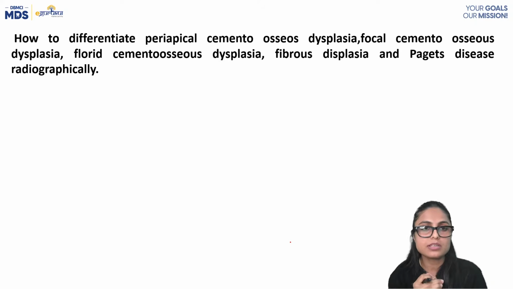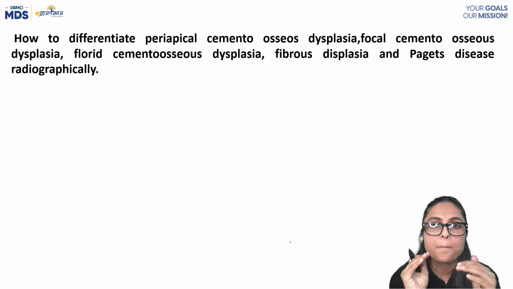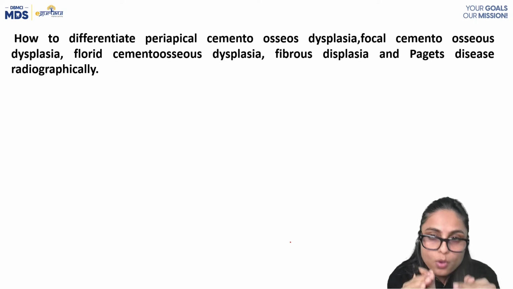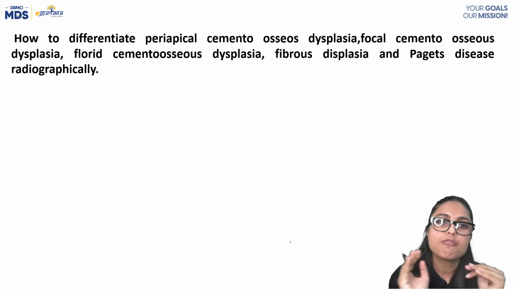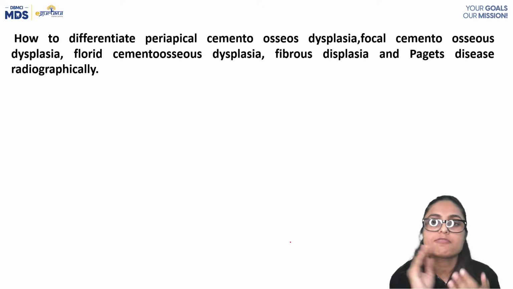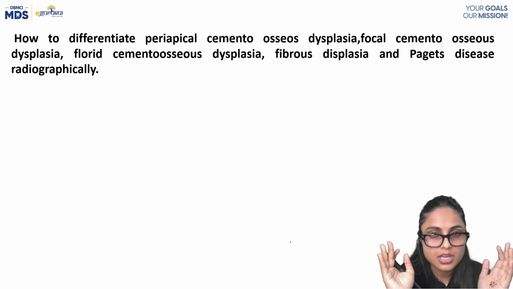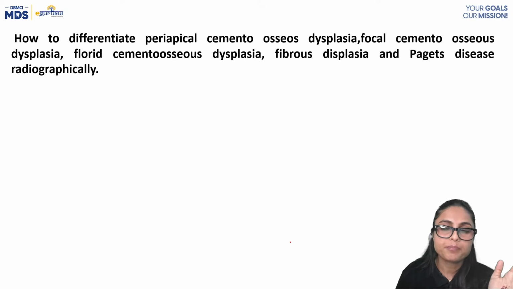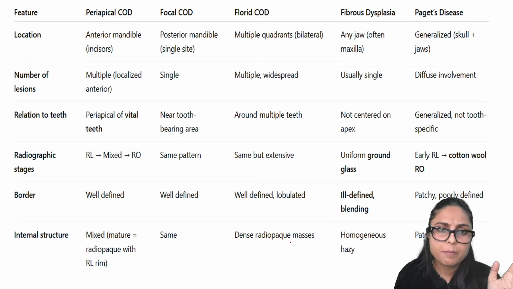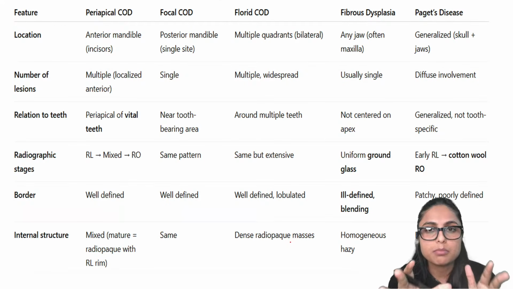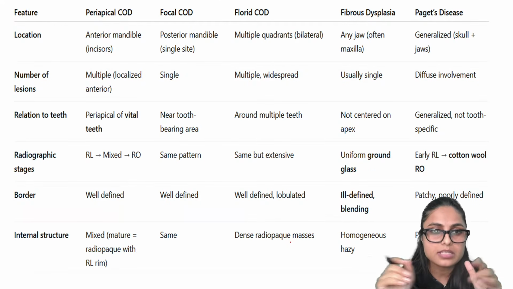Now, the next question is how to differentiate PCOD, focal cementoosseous dysplasia, florid cementoosseous dysplasia, fibrous dysplasia, and Paget's disease radiographically. Very easy to remember. I've put a table comparing all these entities.